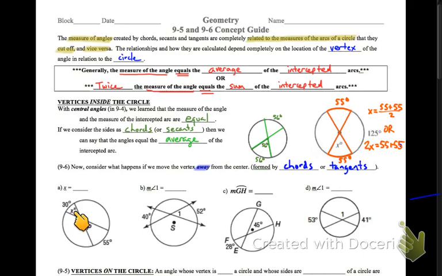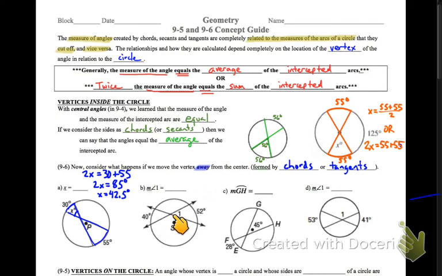This angle measure here, x degrees, double its measure is equal to the sum of the intercepted arcs. What arcs are intercepted? This one here, formed by these chords. All right? So double the measure of the angle, 2 times x equals 30 plus 55. Easy equation to solve. X is equal to 42.5 degrees.